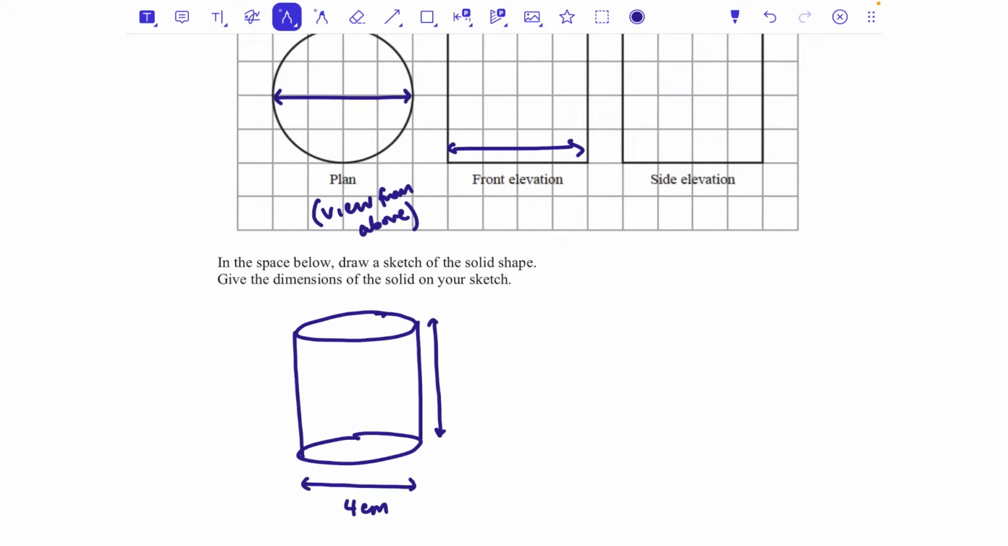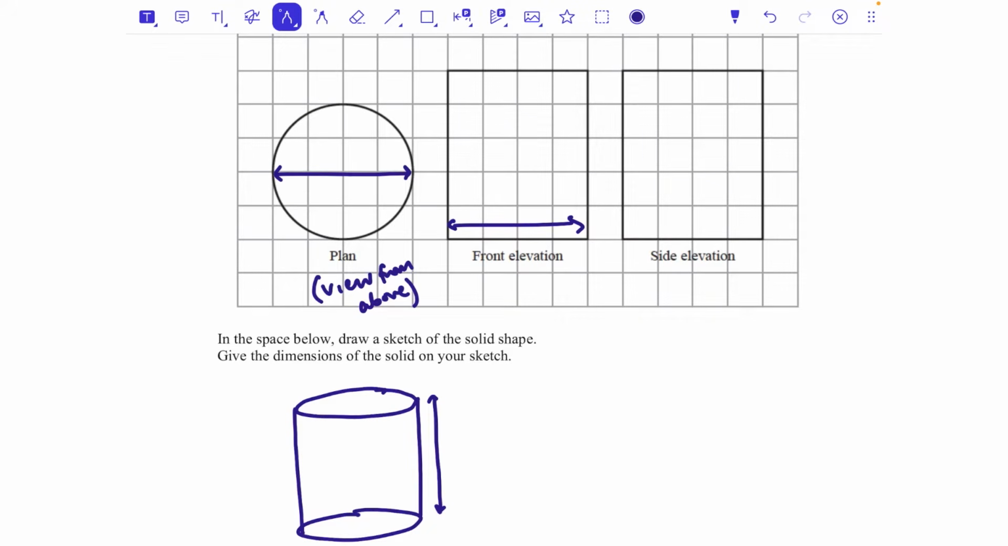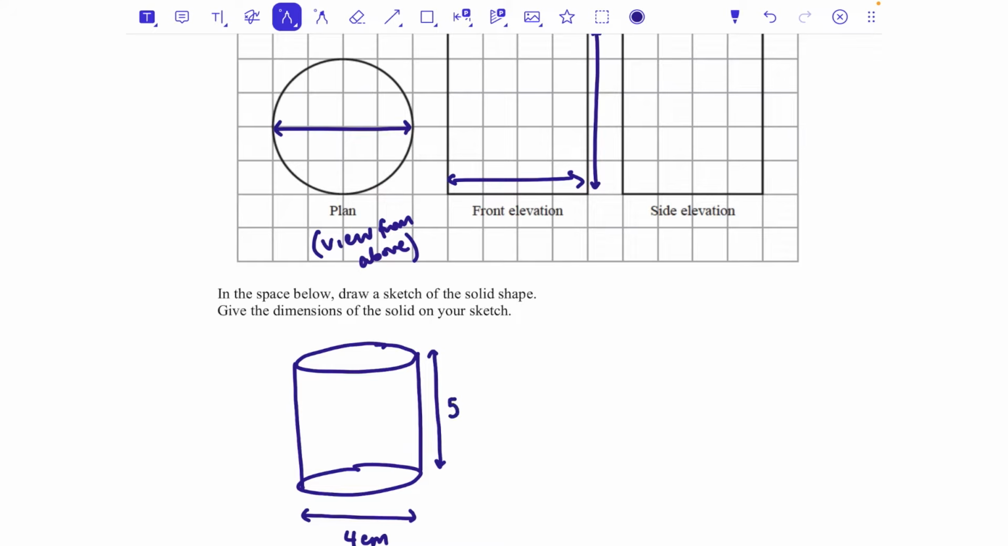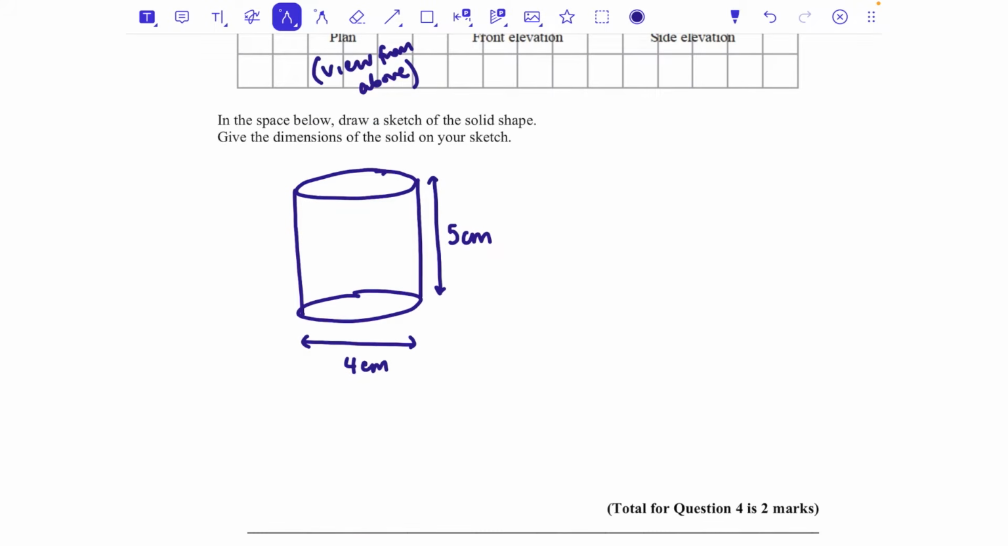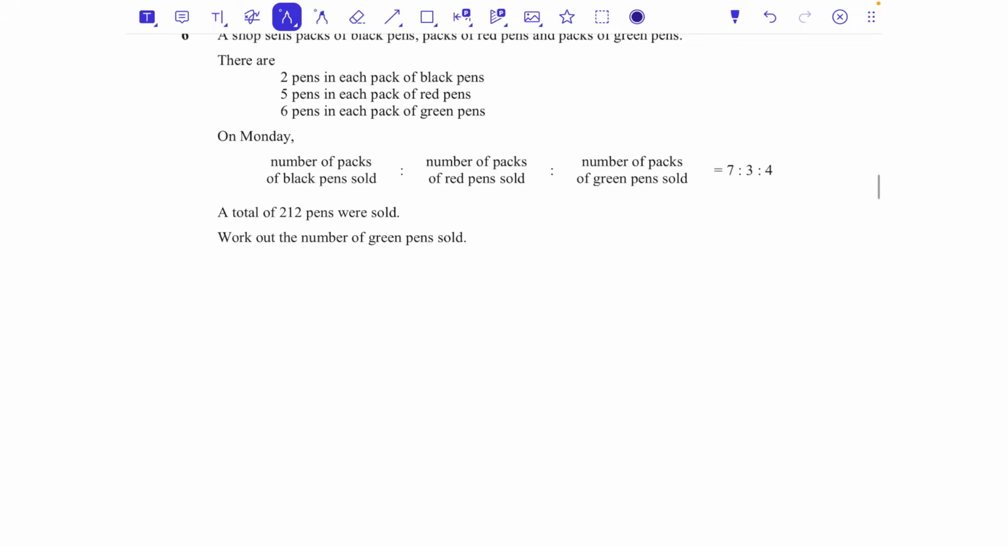Also, to get the height, we can look at either the front or the side elevation, and we can see that that has a height of 5 centimetres. And that is all you need to do. Use a ruler, well, for the straight bits anyway. 2 marks for that one.